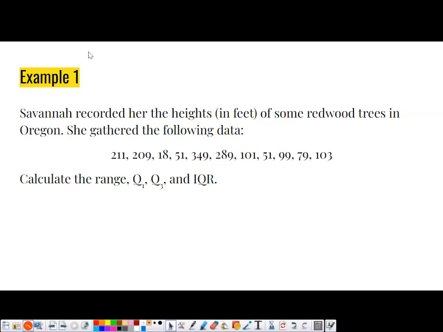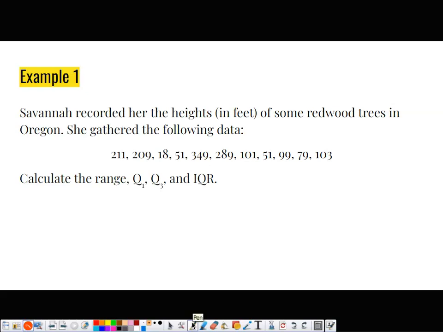Example 1, let's go ahead and look. Savannah recorded the heights in feet of some redwood trees in Oregon. She gathered the following data. Calculate the range, Q1, Q3, and IQR. Looking at this set of data, it is not in order from least to greatest. So let's go ahead and do that.